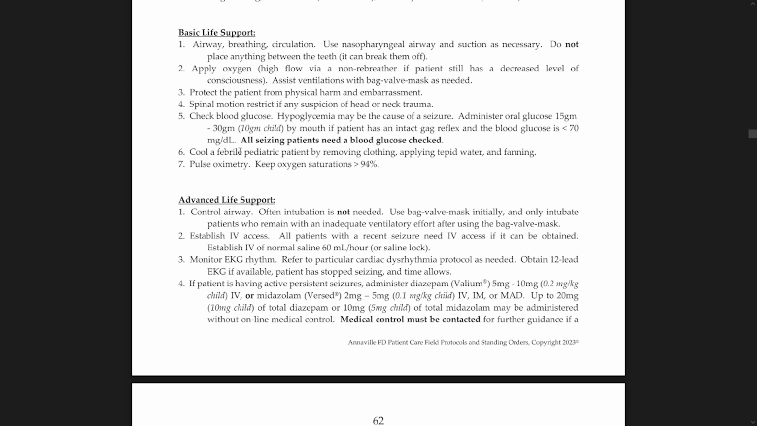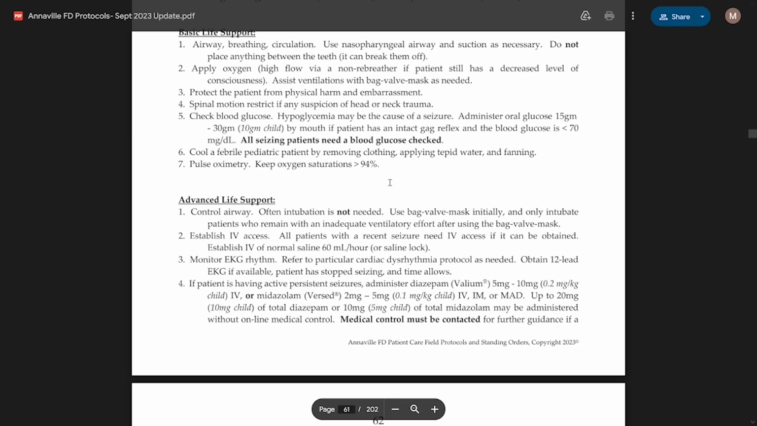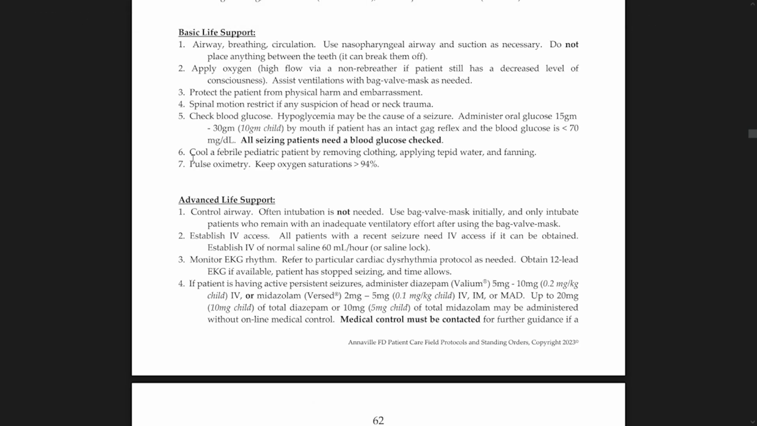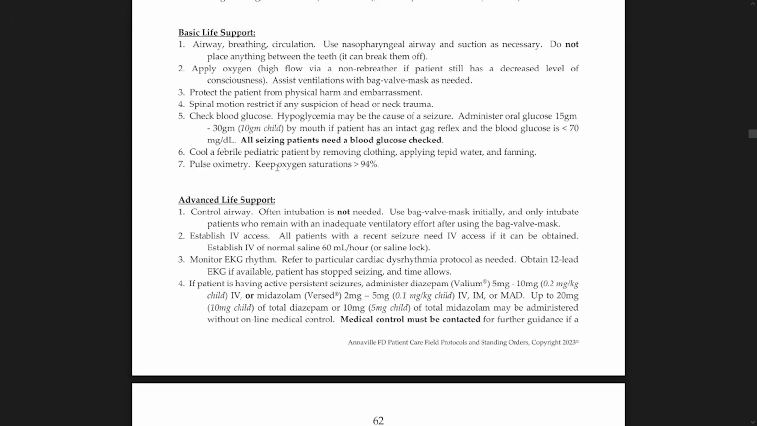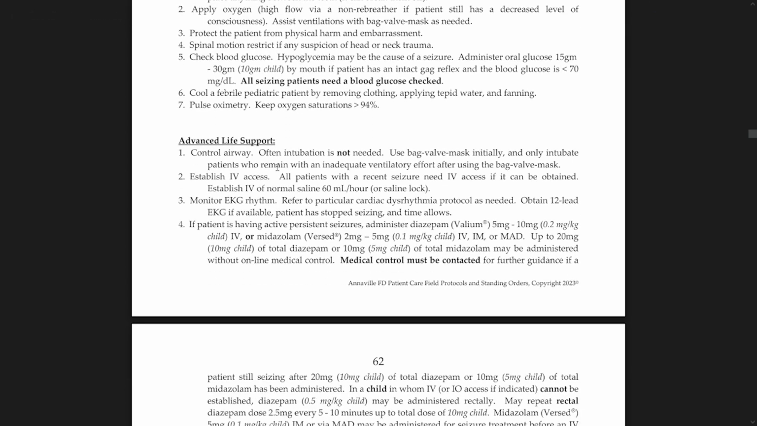You want to cool a febrile pediatric patient by removing clothing, applying tepid water, and fanning. You can apply a pulse oximetry device, keep oxygen saturation greater than 94%. And for ALS, you want to control the airway. Often intubation isn't needed. Use a BVM initially and only intubate patients who remain with an inadequate ventilatory effort after using a BVM. Establish IV access. All patients with a recent seizure need IV access if it can be obtained. And establish IV with a saline lock.